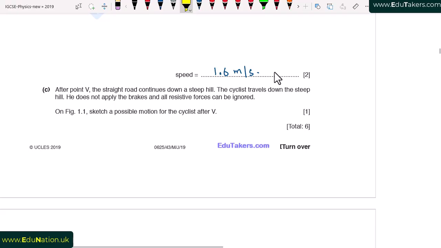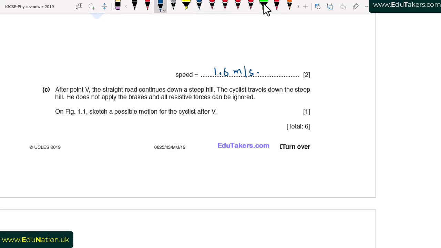Part C. After point V, the straight road continues down a steep hill. The cyclist travels down the steep hill. He does not apply the brakes and all air resistance forces are ignored. On figure 1.1, sketch the possible motion for the cyclist after V.